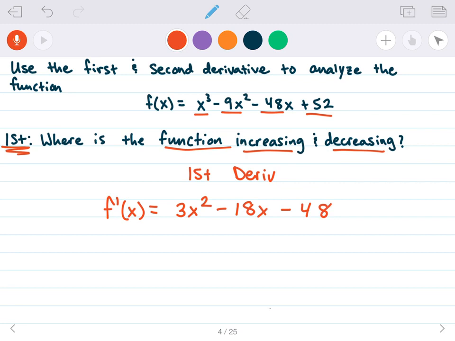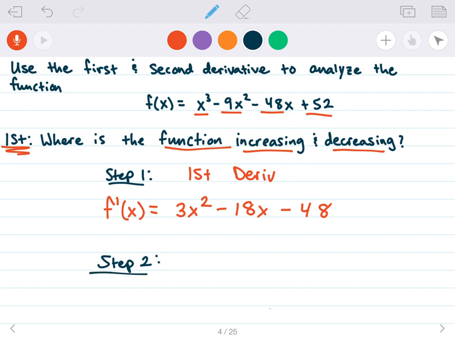Now what we're going to do is set this thing equal to 0 to see where the function is neither increasing nor decreasing. Then we're going to look at both sides of where we have a hump and use that to determine if it's increasing or decreasing. Okay, and I think it might just be helpful to just do it, and we're going to talk in detail about this in a second.